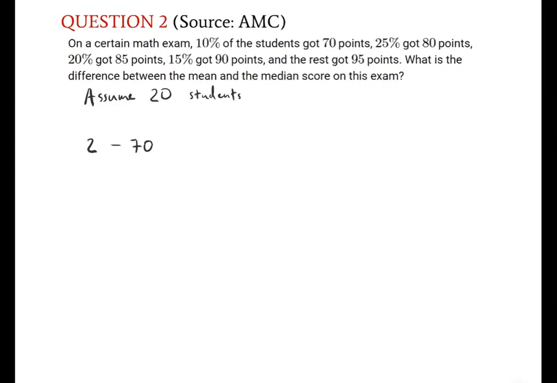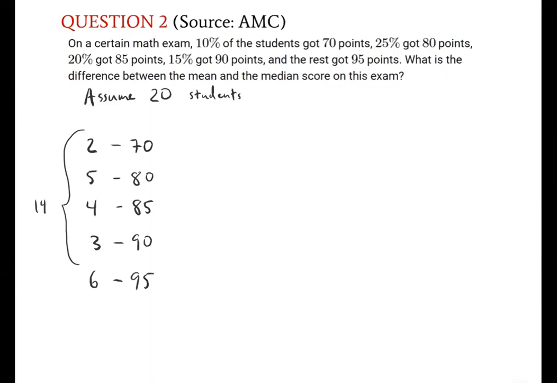And then it says 25% got 80 points. So 25% of 20 is 5. And 20% got 85. That is 4 students. 15%, 3. And then the rest got 95 points. So you just add all these up, which is 14. Subtract 14 from 20 gives you 6. So 6 students got 95s.